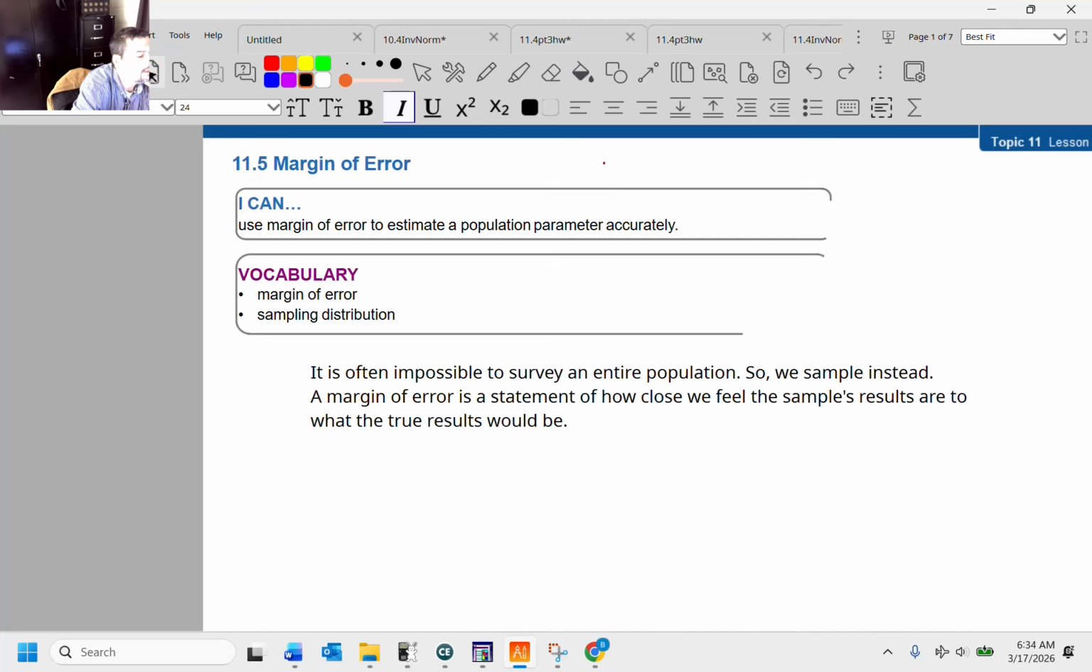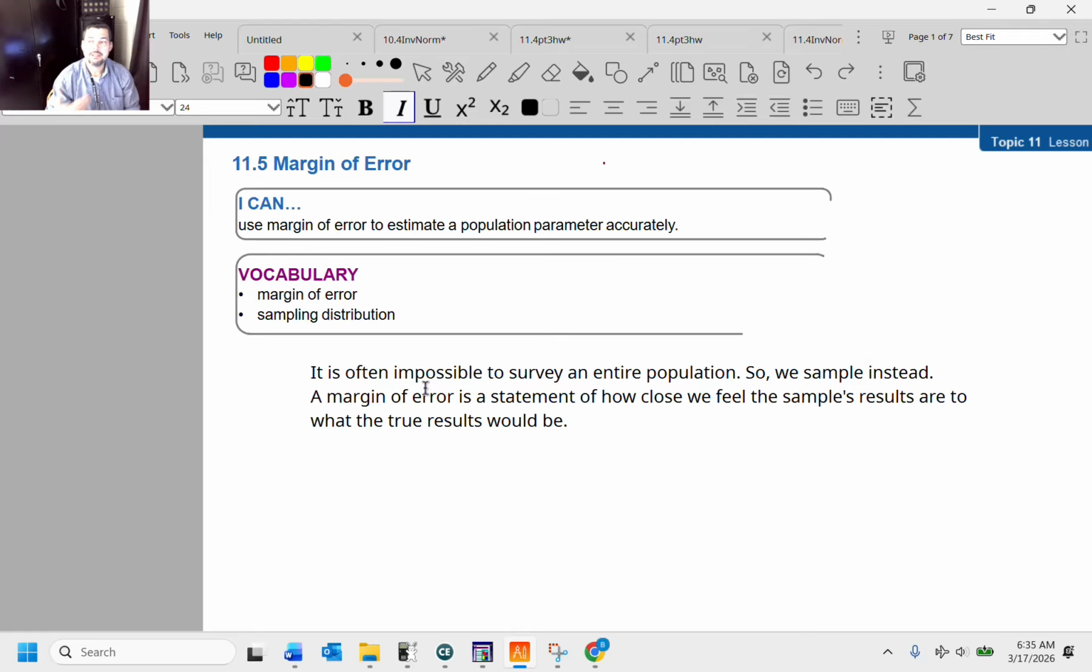All right, this is 11.5, finally the end of Unit 11, the margin of error. Margin of error is a big deal, and I wrote the text out here to try to speed things up, but it's awesome. It's impossible to basically survey an entire population. So you sample instead. Now, margin of error is to some degree a statement of how close you feel the sample's results are to what the true result is.